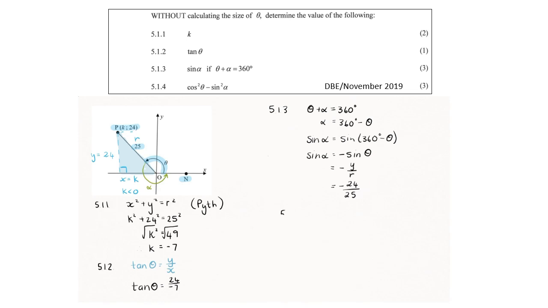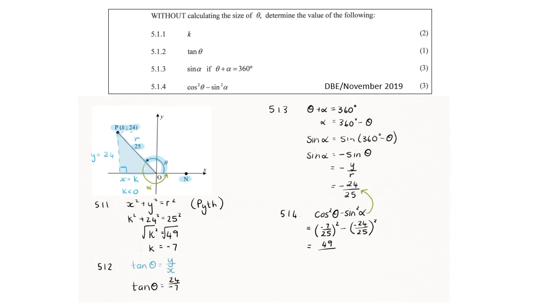In the final question, we need to determine cos squared theta minus sine squared alpha. We can determine cos of theta from the sketch. Cos is adjacent over hypotenuse, so we take negative 7 and we divide it by 25. Then, since it says cos squared theta, we square this fraction. Then we have to subtract sine squared alpha. From the previous question, we know that sine alpha is equal to negative 24 over 25. So we square negative 24 over 25.